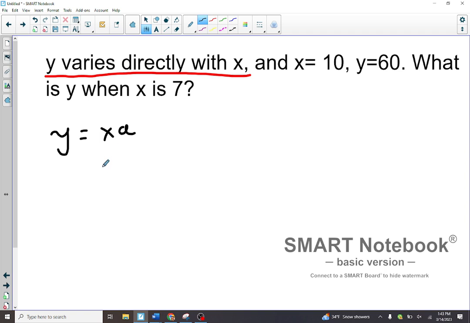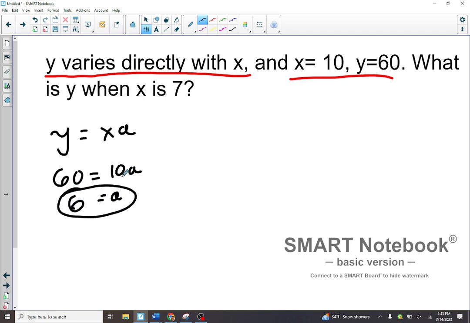Let me do the work, okay? So I could get it recorded and clear for everybody. So then what I'm going to do first is plug in x is 10 and y is 60. That will allow me to find what a is. So a equals 6, 60 divided by 10. When x is 10 and y is 60, that must mean the a value had to be 6 in order for this statement to be true.